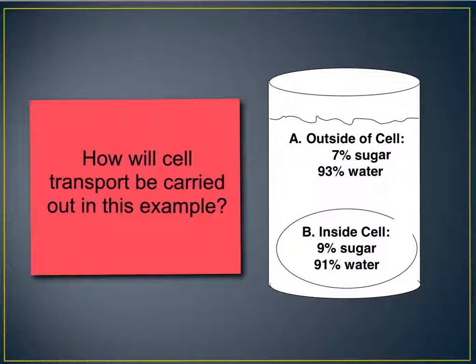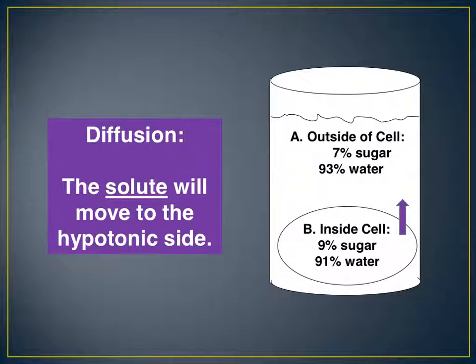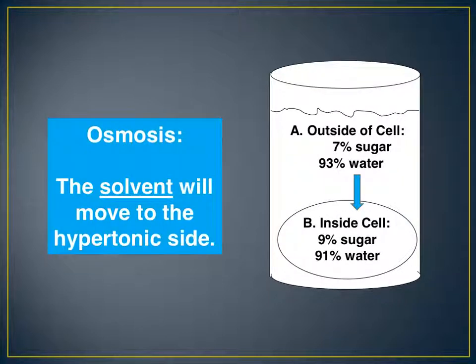Now remember, the words hypertonic and hypotonic are always referring to the concentration of the solute. They're not referring to the concentration of the water. If the membrane is permeable to the solute, sugar, then the solute will move from inside of the cell to the outside, from high concentration inside to lower concentration outside. This is the same thing as saying that the solute will move towards the hypotonic side in this direction. If the membrane is also permeable to water, then the solvent, which is water, will move to the inside of the cell, which is the hypertonic side, in this direction.